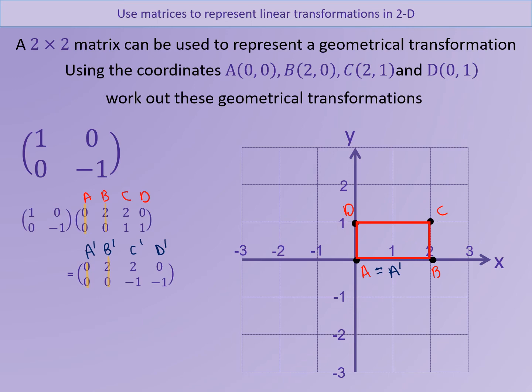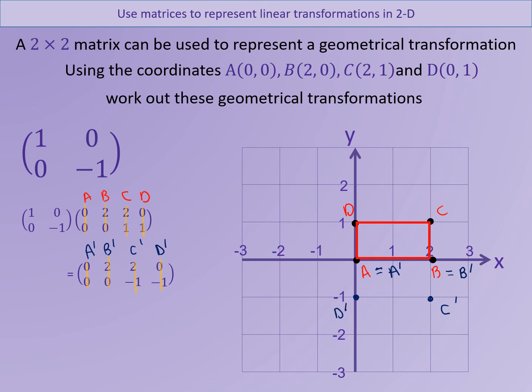So let's put B equal to B prime. And then let's have a look at the next one there. So C (2, 1) is mapped to (2, -1). So (2, -1) is down here. So this is C prime. And then the final one on there, we have (0, 1) is mapped to (0, -1), and that is down here. So that is D prime.